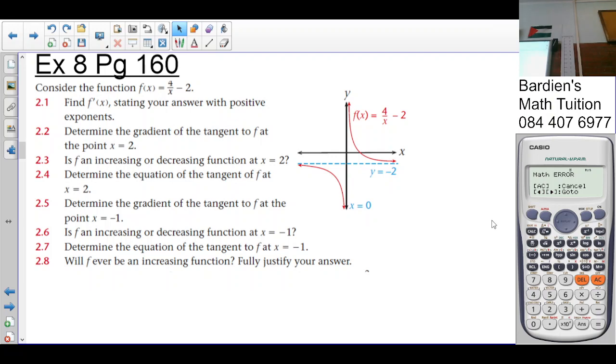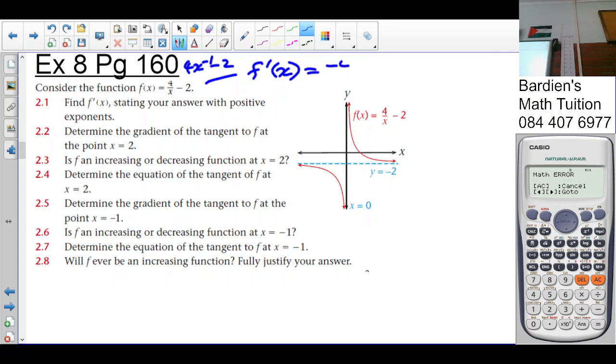Okay? People, they tell you number 2, consider the function f of x equals 4 over x minus 2. So that is a hyperbola function there. The question says, find f prime x, stating your answer with positive exponents. So you say f prime x equals, firstly this can be written as 4x to the minus 1 minus 2. So your derivative thereof is going to be negative 4 over x squared, and the constant falls away. You all agree with that?